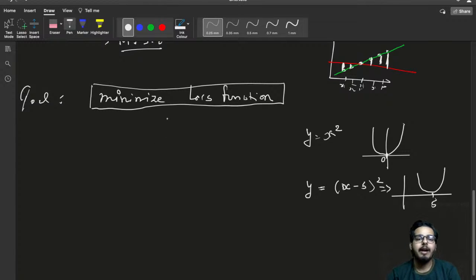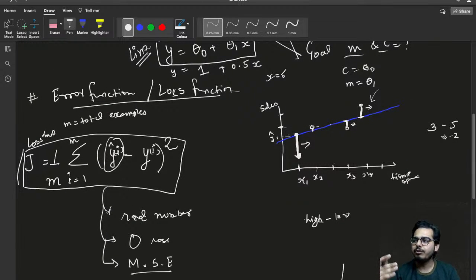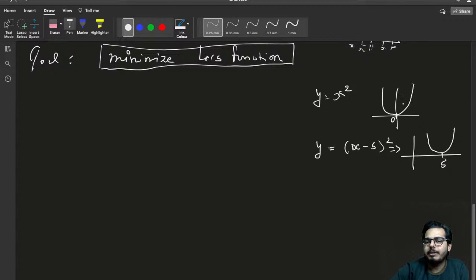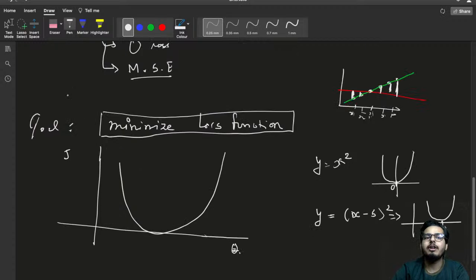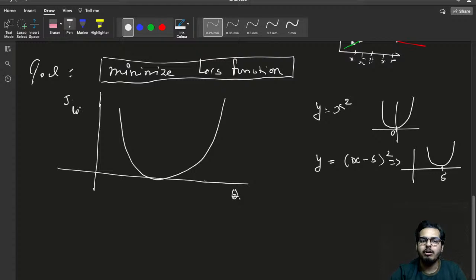And again, what is our loss function? It is something of squaring, so you will get a graph like a parabola. The loss function will look like a parabola only. On the x-axis you will have the theta value, something like theta naught or theta 1, and on the y-axis you will have the loss function, which is J. I have written J. So on the y-axis you have J, or the loss value, and on the x-axis you have the theta value.